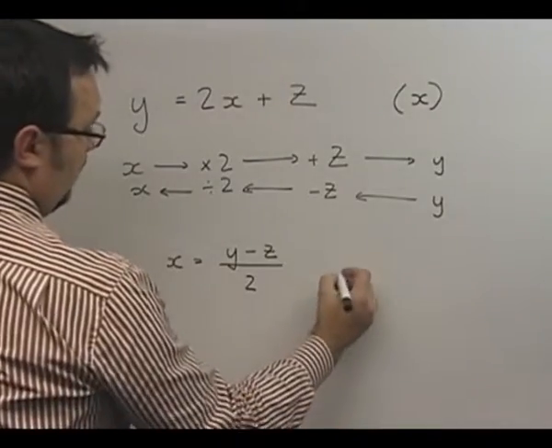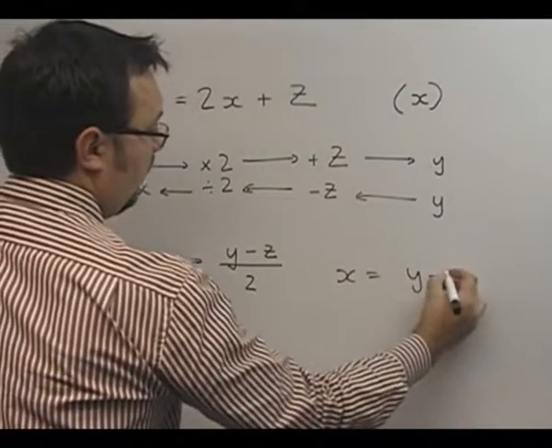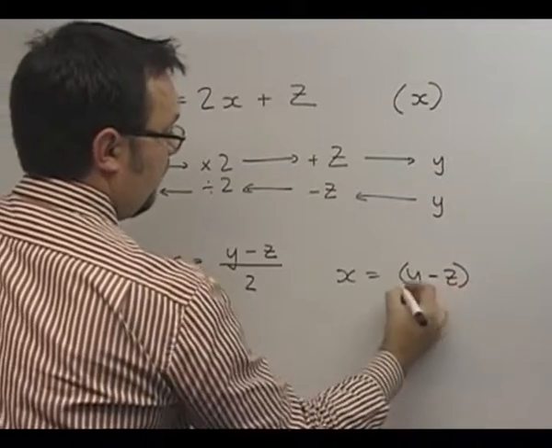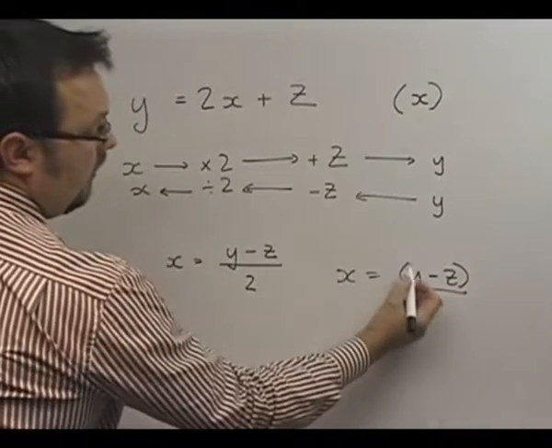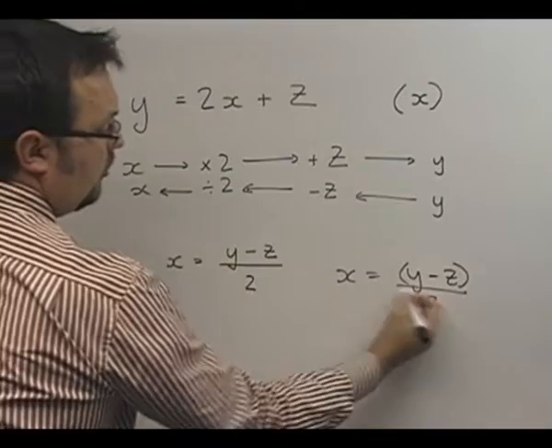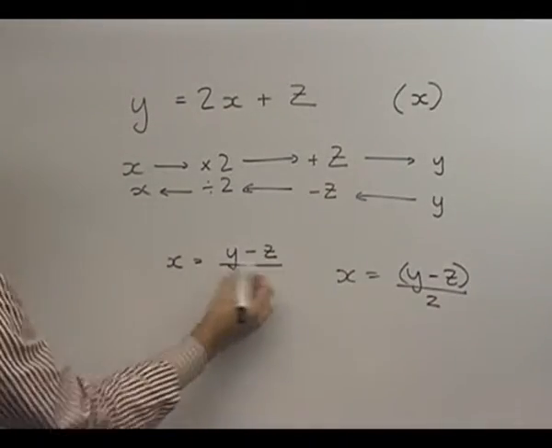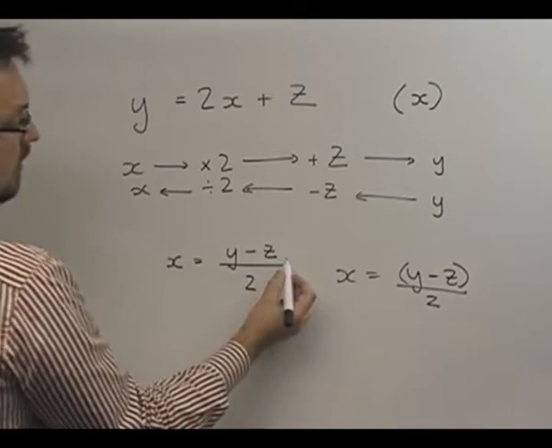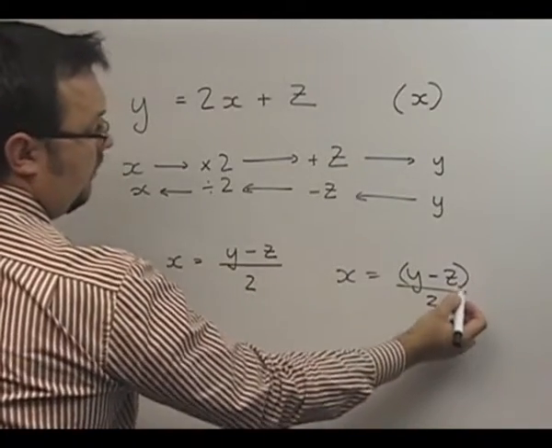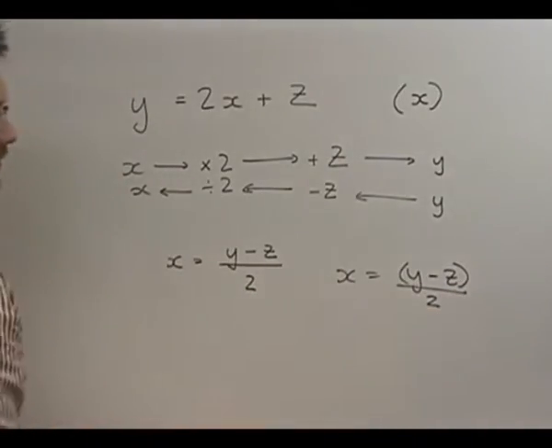Some people when they write this will end up with the answer Y take away Z in brackets over 2, because you want to be absolutely sure you divide the whole lot by 2. Now we don't need to write the brackets as I haven't here, you don't need brackets. But if you do put brackets in there on top and then divide the whole lot by 2, it's not incorrect.